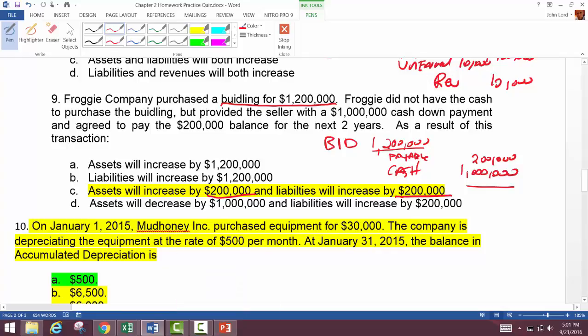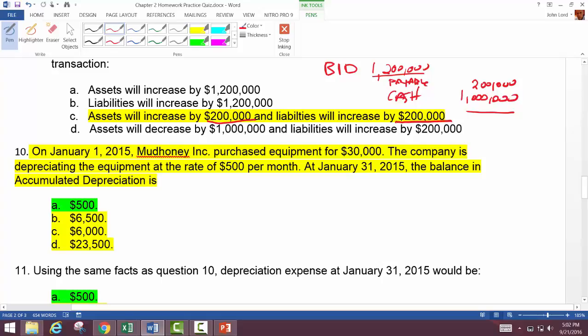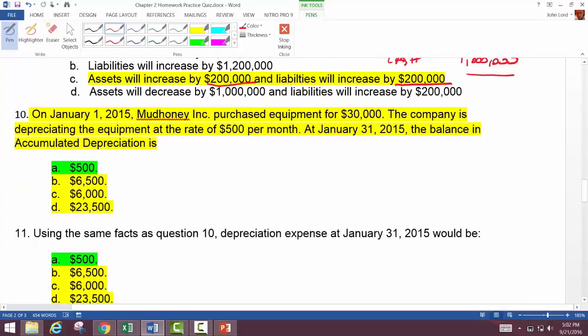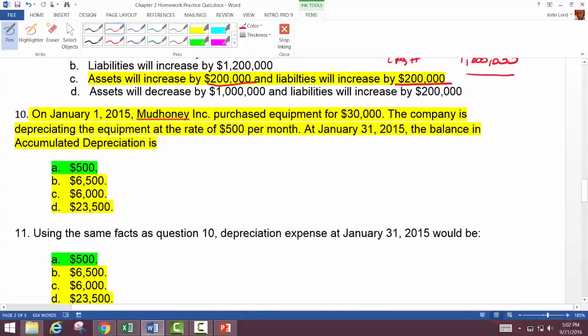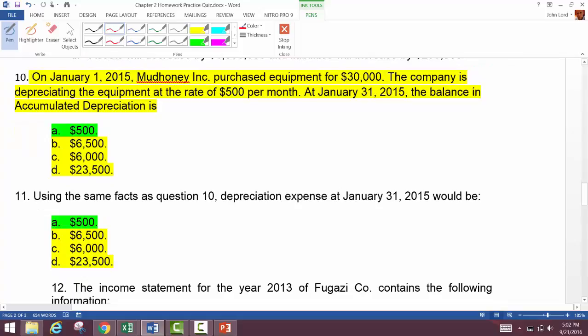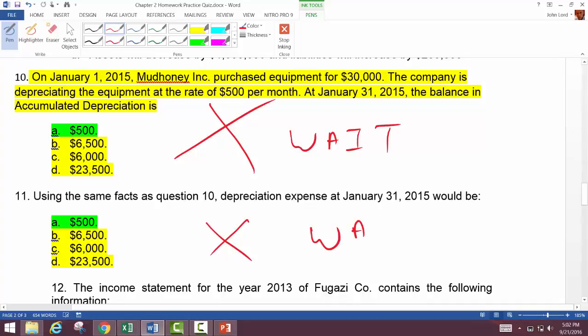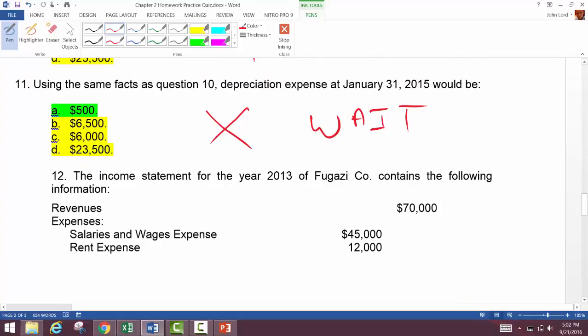All right. Okay, good. How about March 1st, Mudhoney purchased equipment for $30,000. The company's depreciating the equipment at a rate of $500 per month. At January 31st, 2015, accumulated depreciation is $500. I'm just not sure that we're ready for this at this point. Hold off on this. We're going to look at something in chapter 3, and we'll just hold off. Wait for a second, and I'll explain it to you later, once we've had more time to look at this. If you understand already, that's fine, but we'll get more into it.